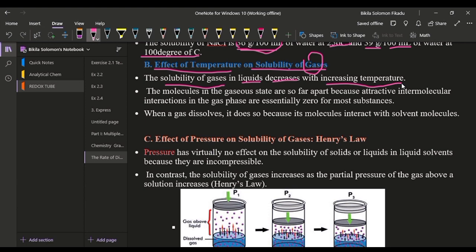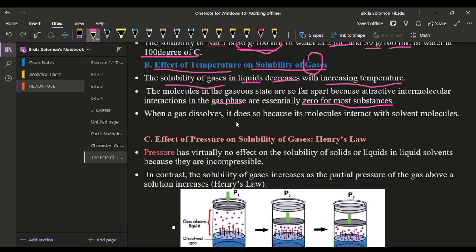So inversely. The molecules in the gaseous state are so far apart because attractive intermolecular interaction in the gas phase is essentially zero for most substances. So when a gas dissolves, it does so because its molecules interact with solvent molecules.